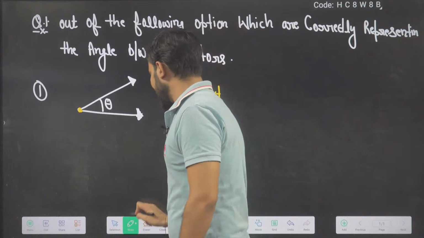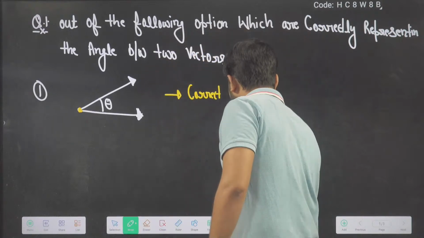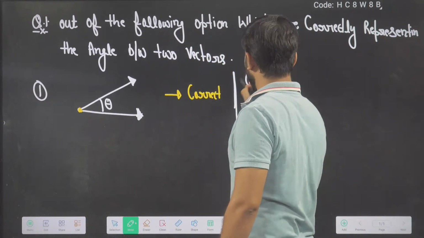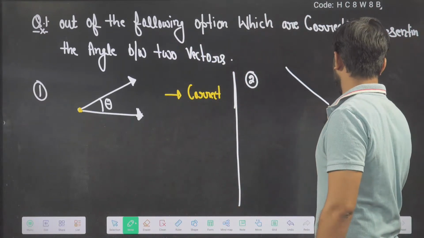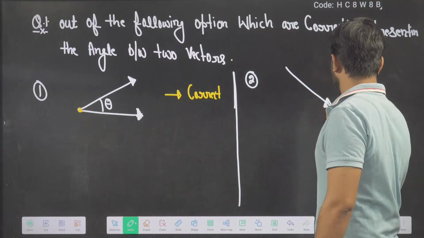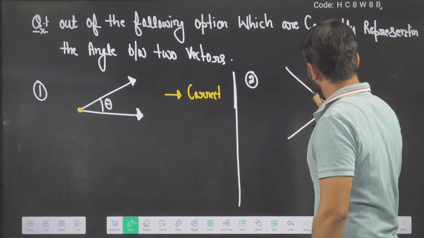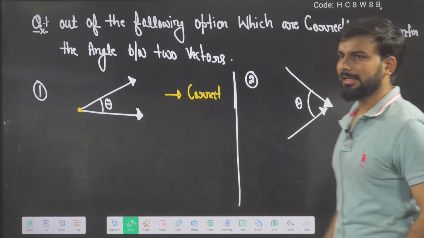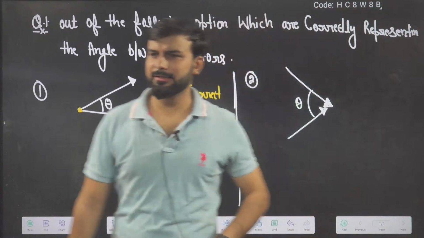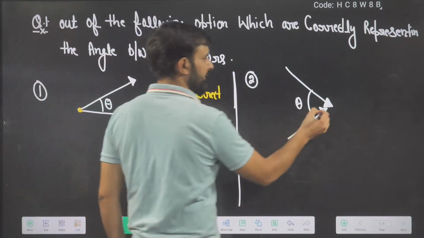Correct. Now I am going to draw the second diagram. The second diagram will be something like this. Let's see whether you will be able to answer or not. Correct or incorrect? Tell me about the second one. Correct or incorrect? Tell me, everyone.